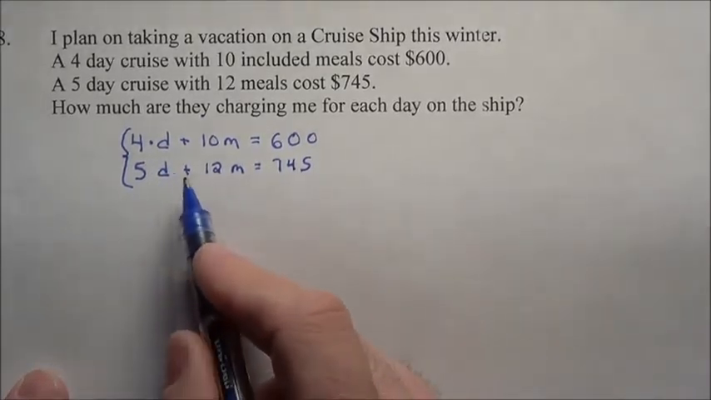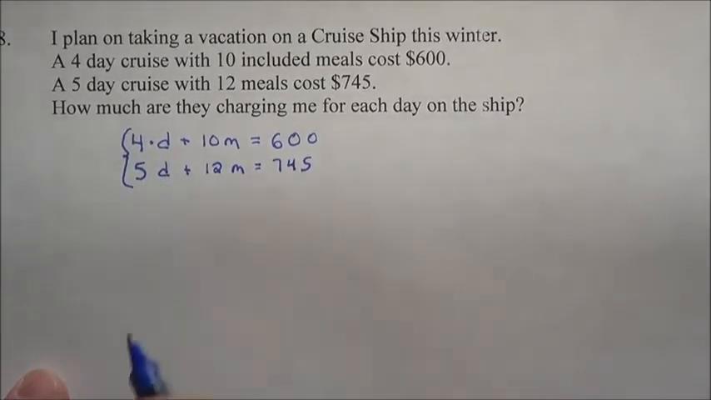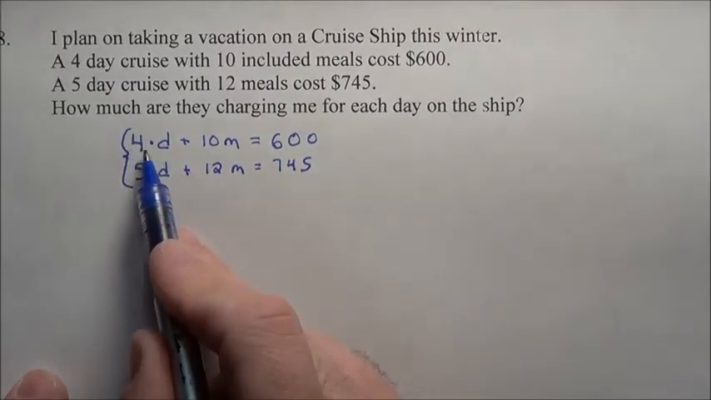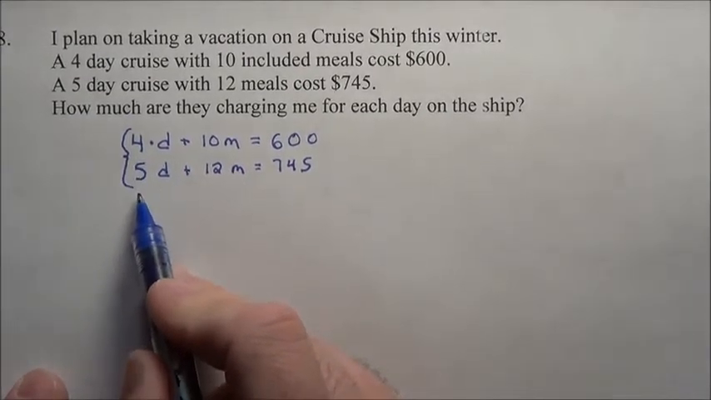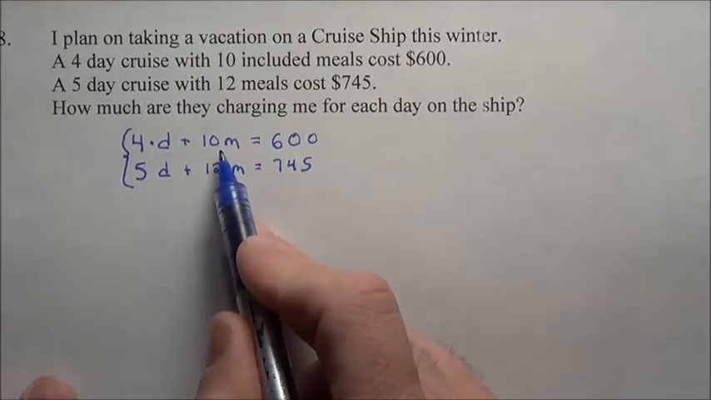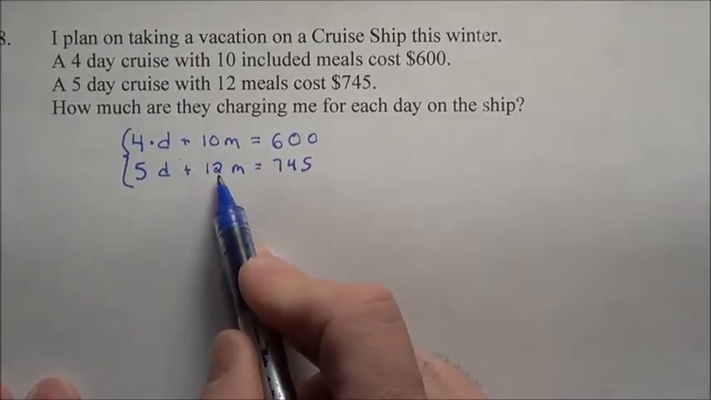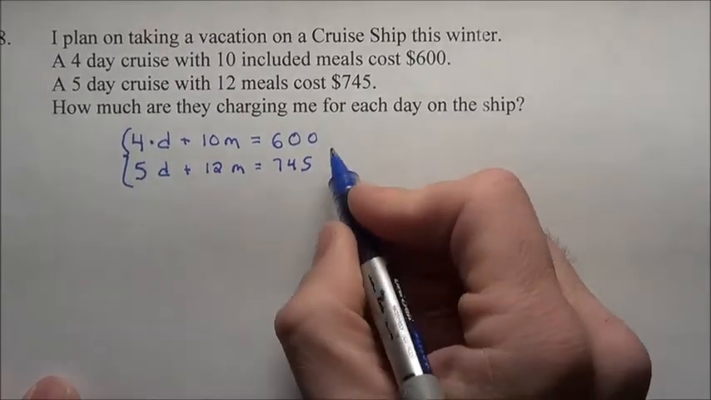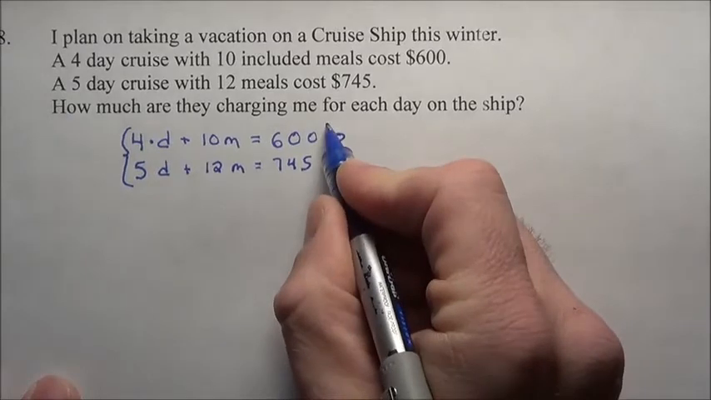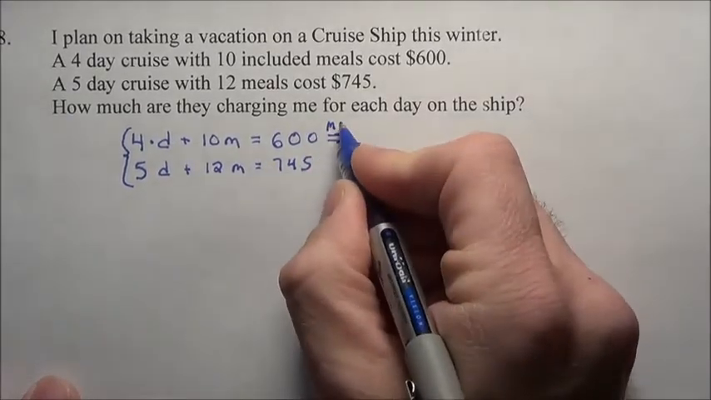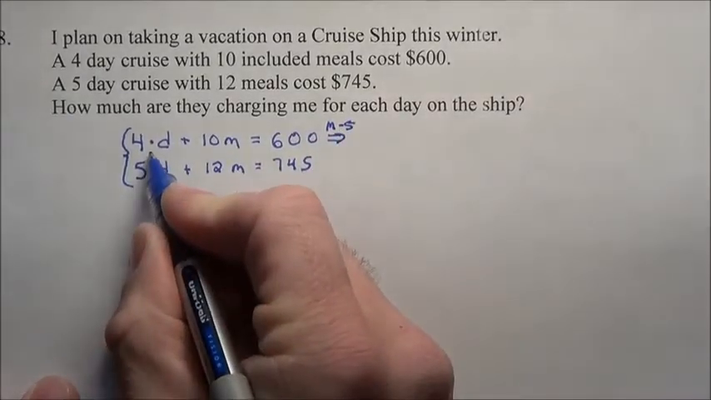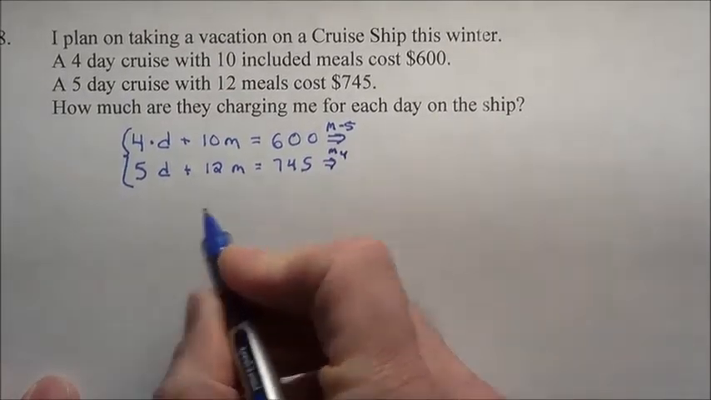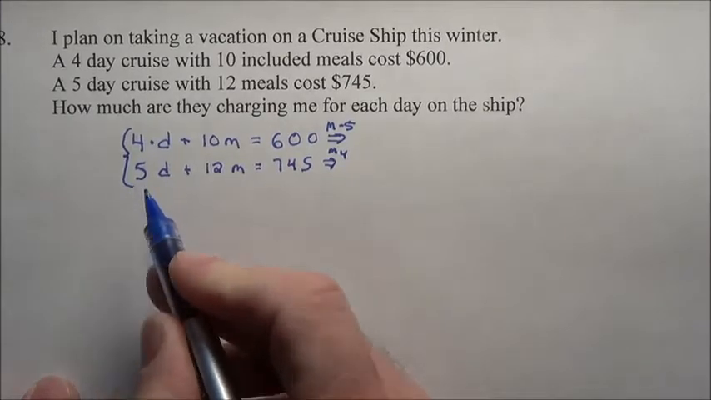I'm going to have to come in here and say, hey, what can I multiply this guy and this guy by to make them both the same? Now, I could multiply the top by 5 to get 20 and the bottom by 4 to get 20. That'll work. I could multiply the top by 6 and the bottom by 5. That's going to be too much for me. I want to go ahead and just eliminate the D's here. So let's multiply the top by -5 to create a -20. And we'll multiply the bottom by just a regular +4 to create a +20.